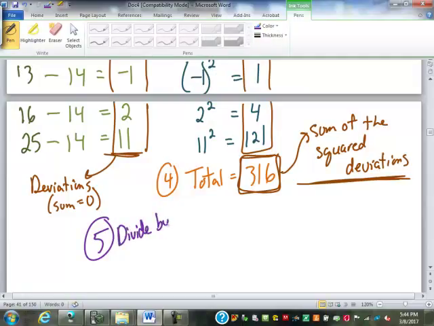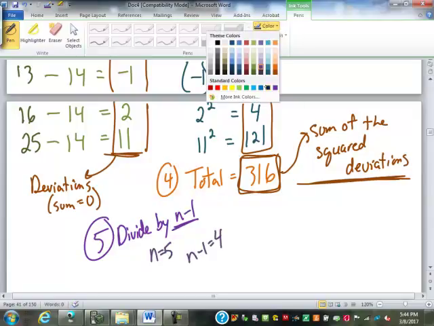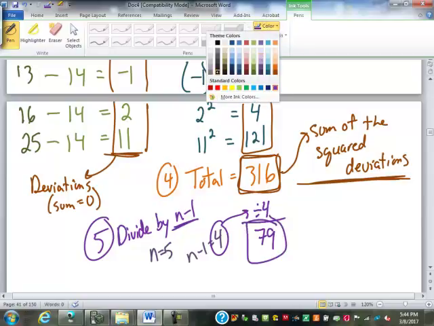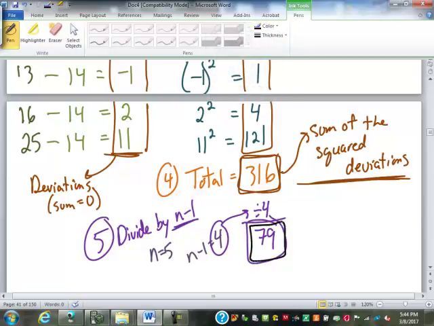Divide by n minus 1, yes. And since n we said equals 5, n minus 1 equals 4. So we divide by 4, which is going to be what, 79? That number right there is the variance.